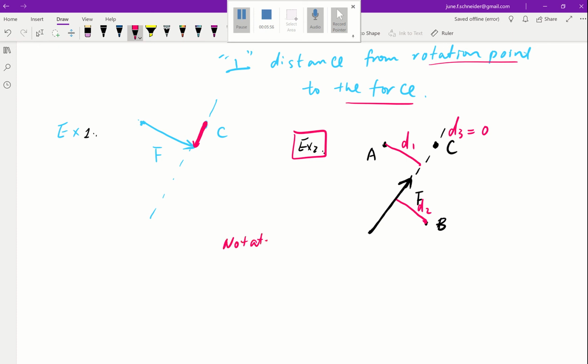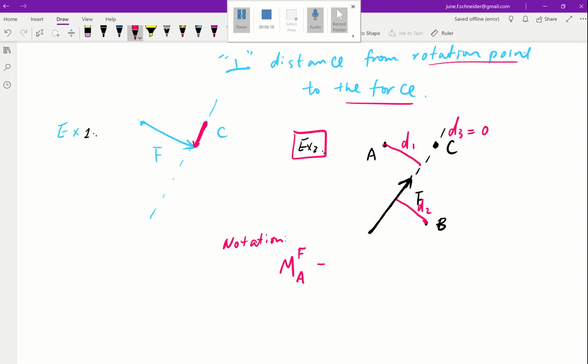Notation we're going to use. Moment is going to use M, and I'm going to take care of the subscript and the superscript. The subscript is going to be where you're rotating about. For example, I'm choosing this point, rotating about A. And the superscript will always be the force.